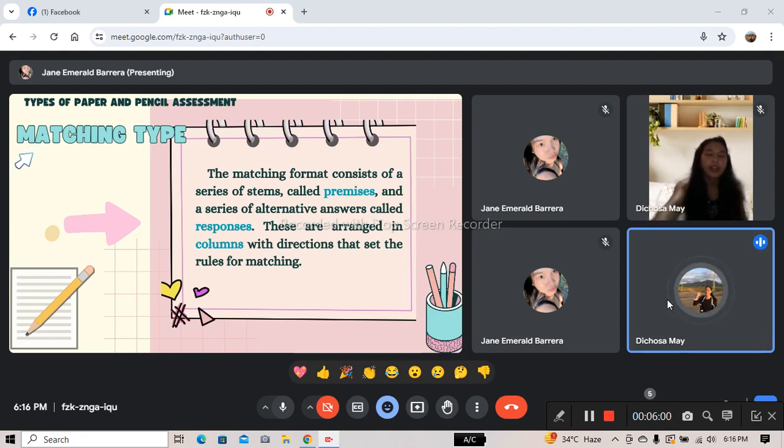The matching format is commonly used in tests or assessments to assess knowledge, understanding, and ability to make connections between related items. It allows the students or test takers to demonstrate their ability to correctly associate premises with appropriate responses based on the given rules and instructions.